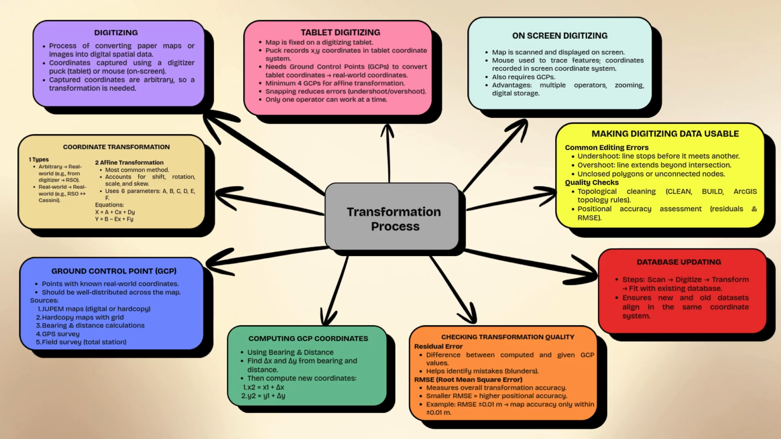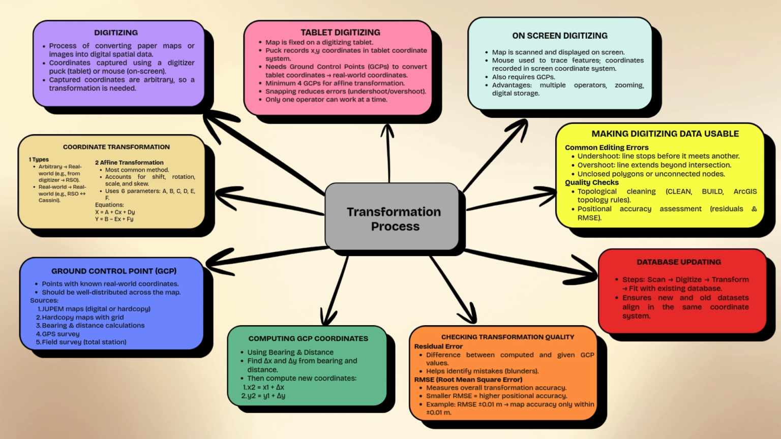Digitizing records XY coordinates from trace map features, but they're still arbitrary and transformation is required. Tablet digitizing uses a puck and needs GCPs to convert coordinates into real world values. On screen digitizing traces a scan map and also requires GCPs for accuracy. Coordinate transformation turns arbitrary coordinates into real world values or converts between systems such as RSO and Cassini.